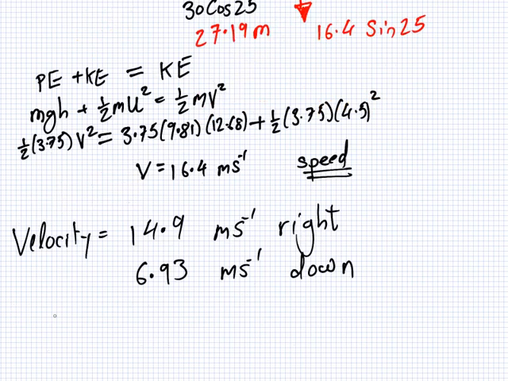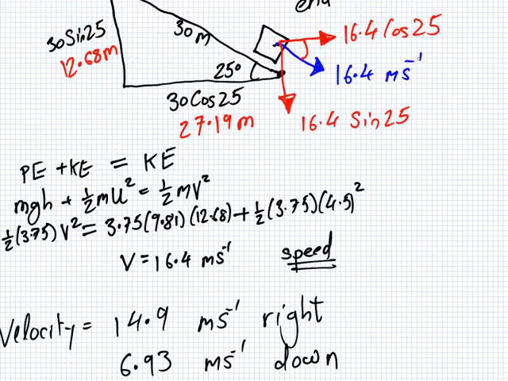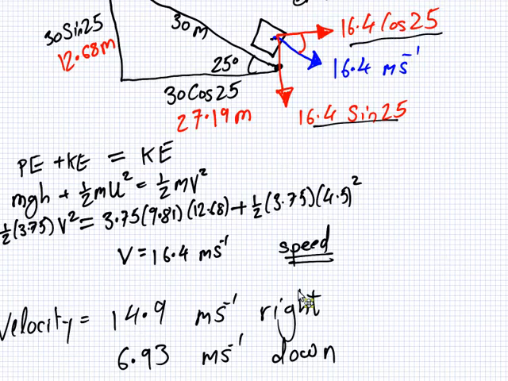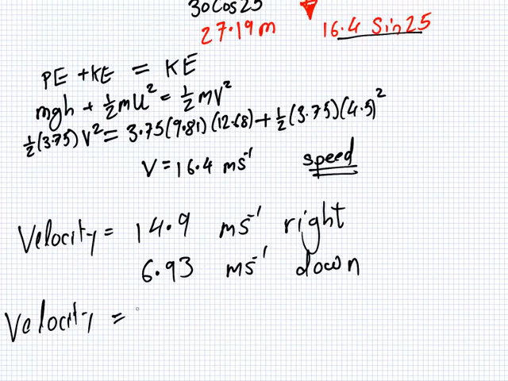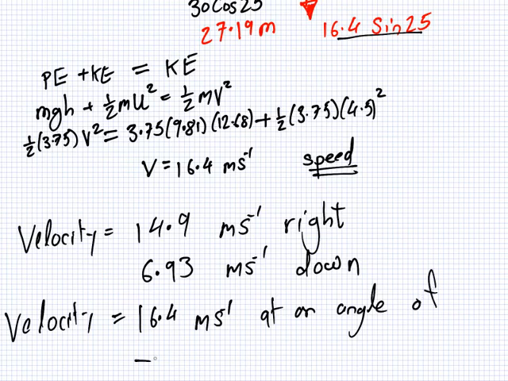You could also say the velocity is 16.4 meters per second at an angle of minus 25 degrees. It's going 16.4 at minus 25 degrees. That is another way to say the answer, and you don't have to calculate. I don't have the marking scheme, but if I was doing this question, I would be safe and do it the first way.